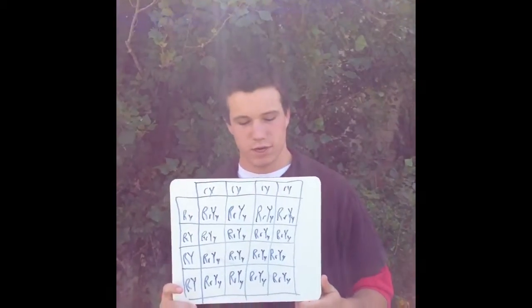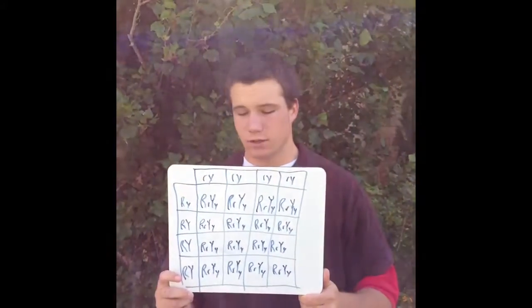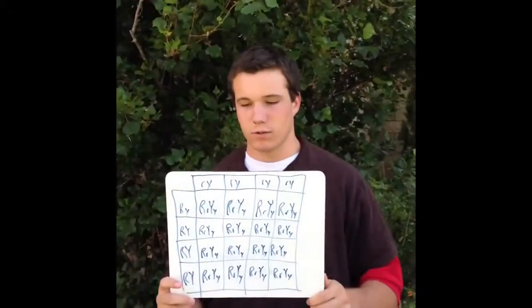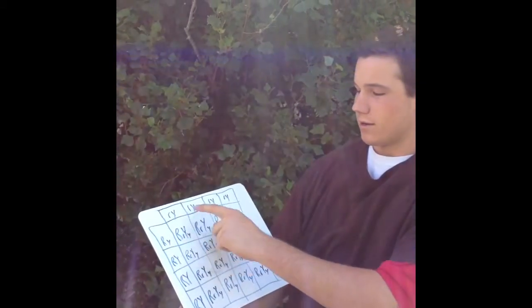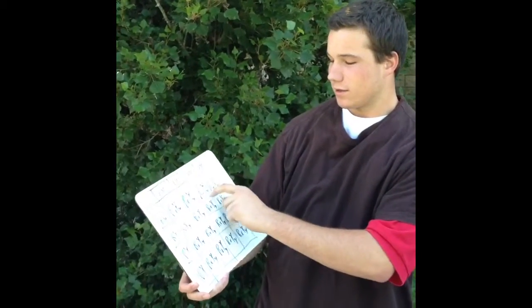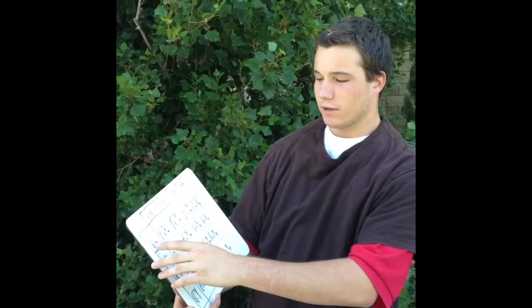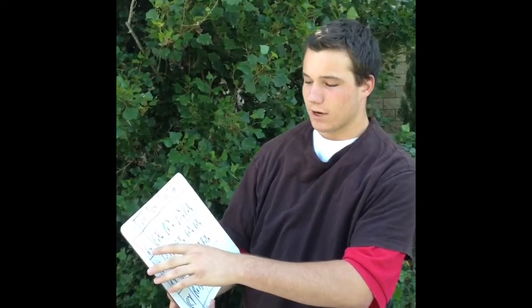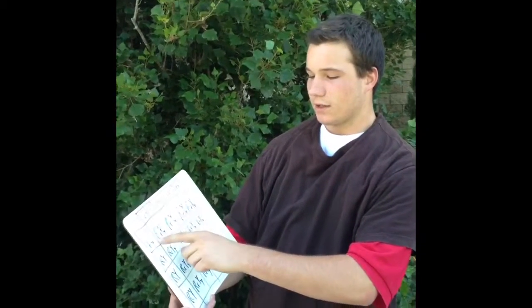The cross looks like this, and the genotype of this cross is capital R, little r, capital Y, little y. To do this cross, you bring down the little r in every single spot, and then the little y in every single spot, and then right here you bring across the capital R, and then you bring across the lowercase y, and you do that for every single one on these rows.